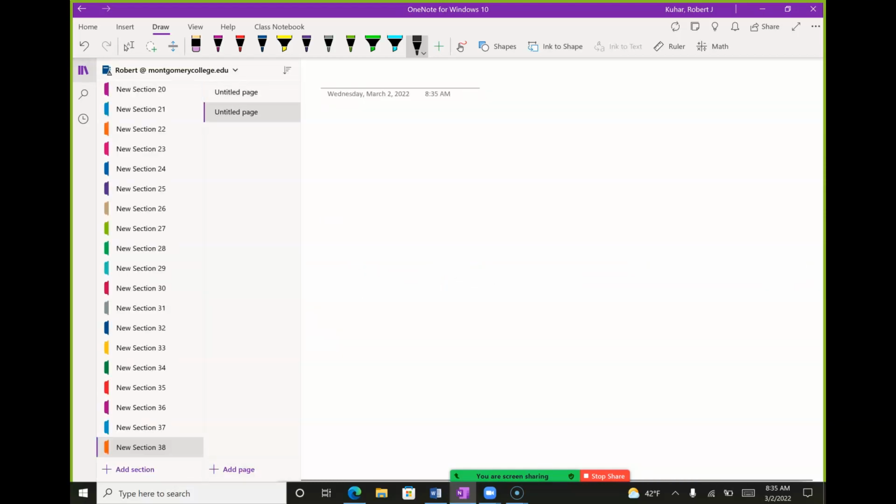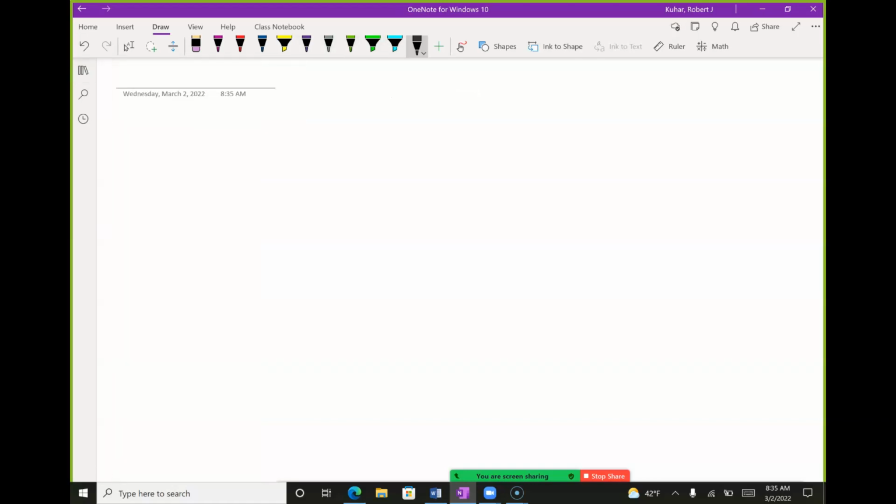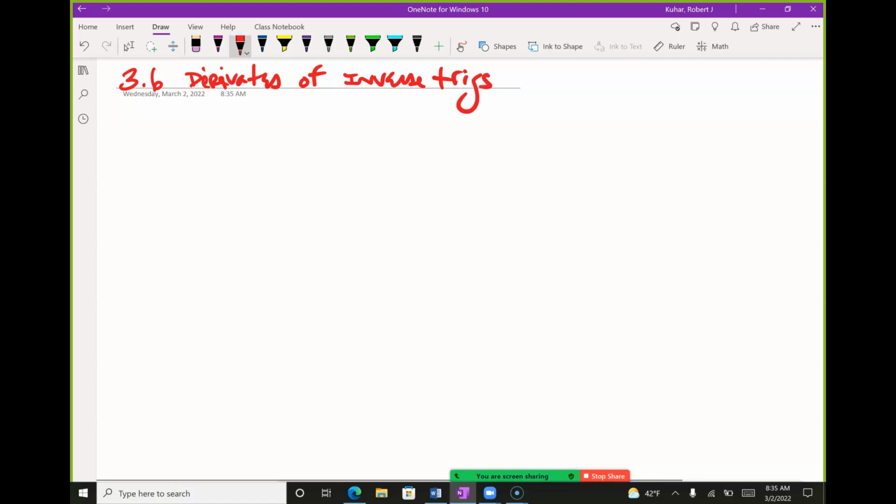All right, here we go. This is it for the last bit that we're testing on in chapter 3. So this is 3.6. This is derivatives of inverse trigs. It's going to be important that if you're having some issues with trig, that you go back and review inverse trigs. The book does start kind of early with inverse trigs.